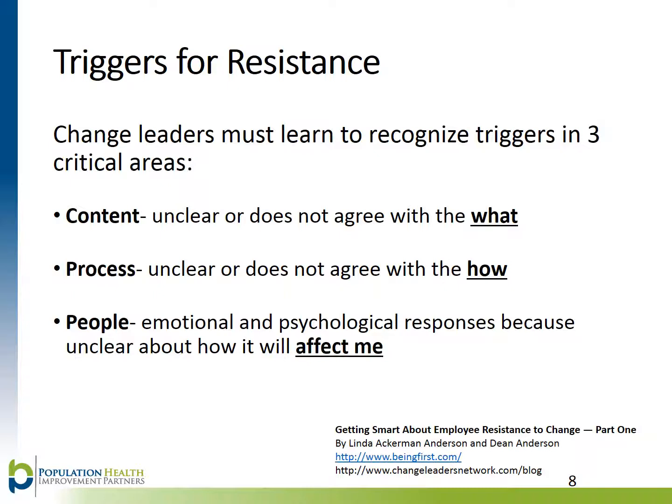To further explain, content can be a trigger when what is changing is unclear. You may need to explain in different ways for everyone to understand. Process can be a trigger when how the change will be planned, designed, or implemented is unclear. Listen to employee feedback. Seek their ideas and comments on how to handle the change to build trust.